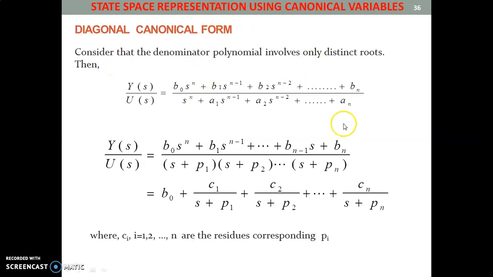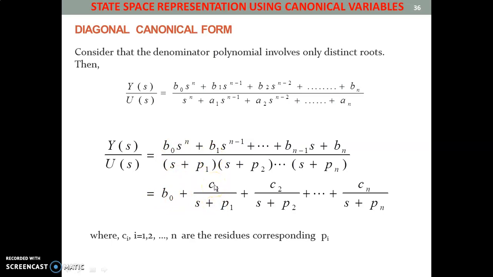If this polynomial has different or distinct roots, then see here, the numerator is s power n and the denominator is also s power n. First you have to do simple division. That gives a constant term, b0, plus the remaining terms, with some constants c1 or c2 into s power n minus 1 as the next term. Because we are dividing with these factors, that is equivalent to b0 plus the first factor.